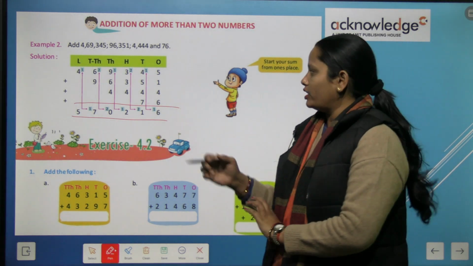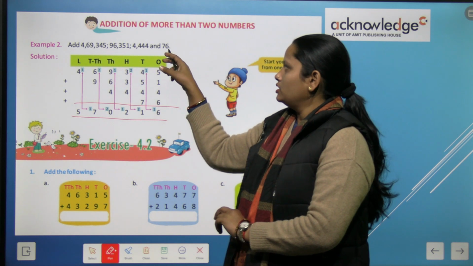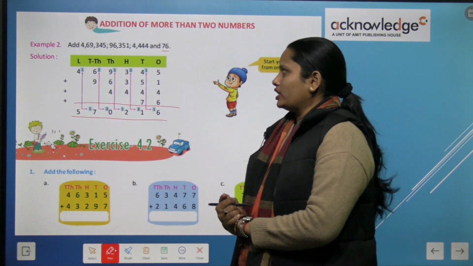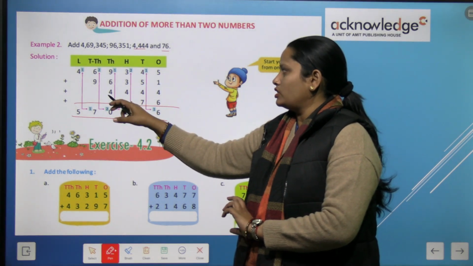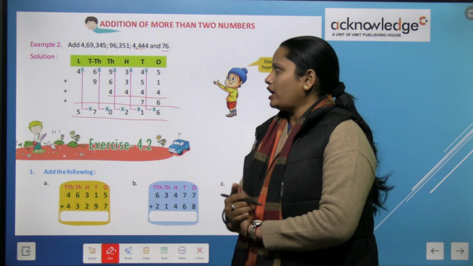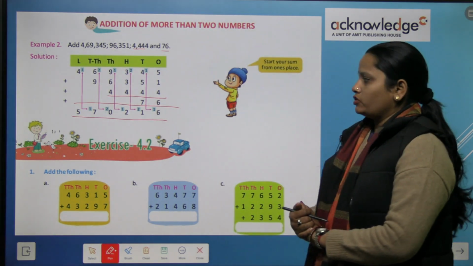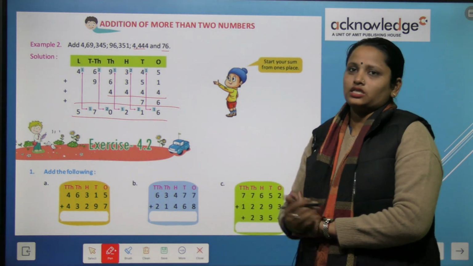Hamesha hame kya karna hai? Ones digit se start karna. So yahan pe 2 digits hain, so inhe hame ones aur tens ke according likhna hai. Yahan pe 4 digits hain, to iske according likhna hai. 5 hai, to uske according. Aur 6 hai, to uske according. And then we have to add from the ones side.